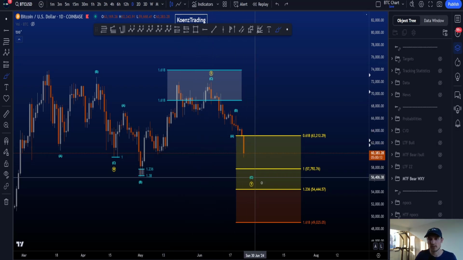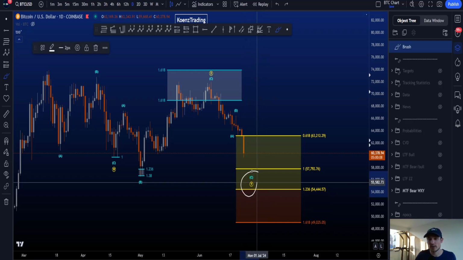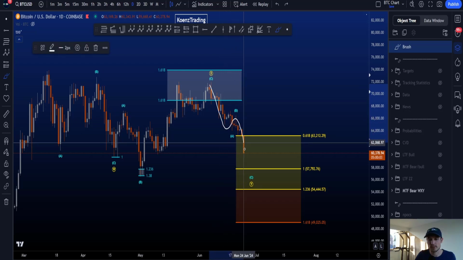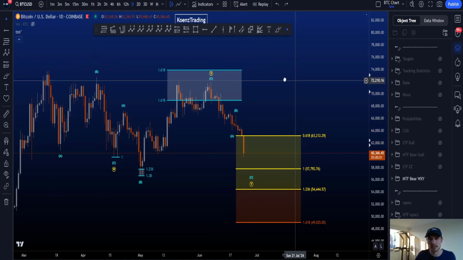After wave X, we then look for a zigzag to the downside in a wave Y. A zigzag in wave Y is also the most common structure, so we then look for a 5, a 3, and a 5-wave move to the downside.